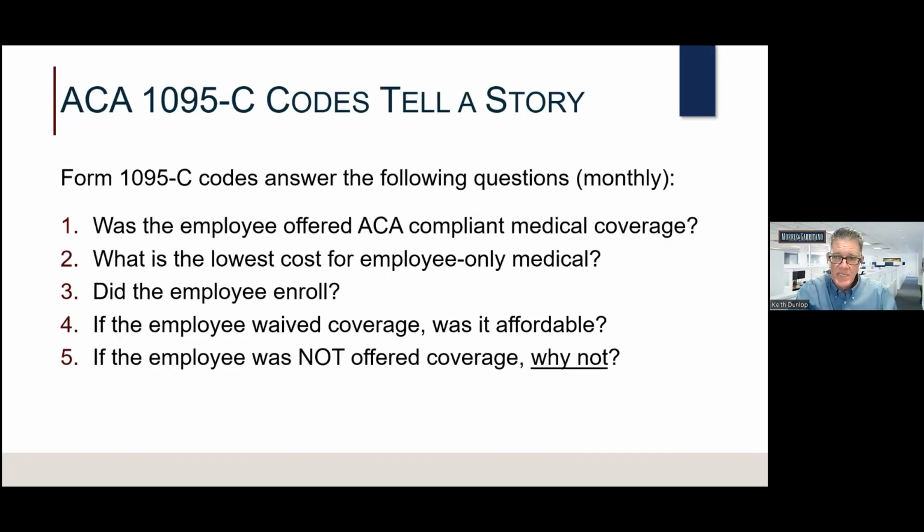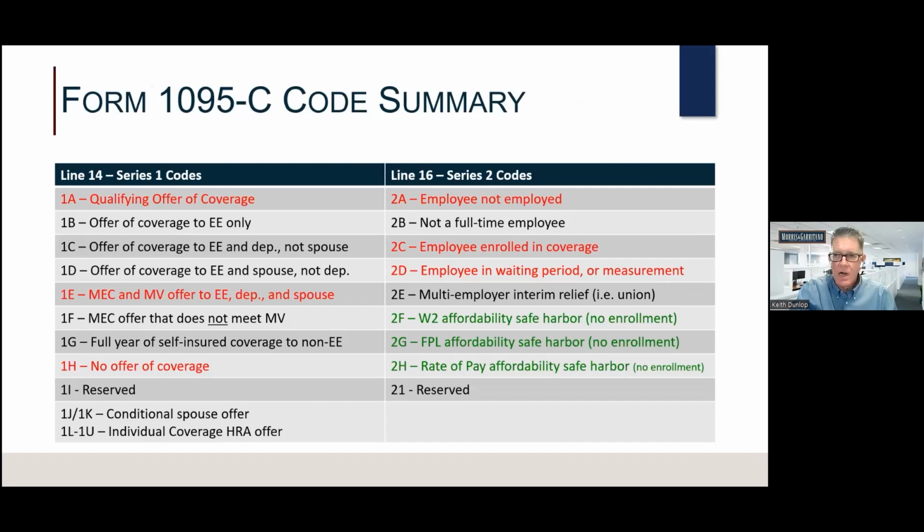So to do this, the 1095 answers several questions. Was the employee offered ACA compliant coverage? What was the lowest possible cost for the employee? This is not necessarily what the employee paid, but it's what the lowest possible cost could have been for employee-only coverage. Did the employee enroll? If they waived, was the coverage affordable? And if the employee was not offered coverage, why not?